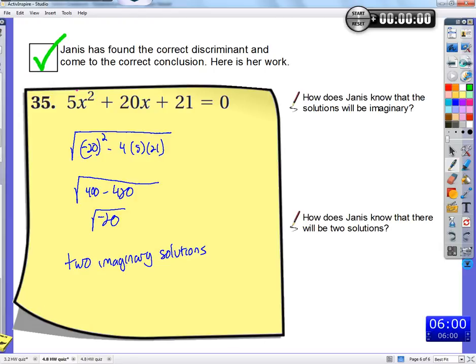Okay. So Genesis found the correct discriminant and came to the correct conclusion. So for one, how does Genesis know the solutions will be imaginary? We can just go ahead and raise our hand. Let's jump right in. Discriminant is negative. Discriminant being the number that's in the square root. It's a negative. Square root of a negative is always imaginary. So, it's negative. That's how she knows.